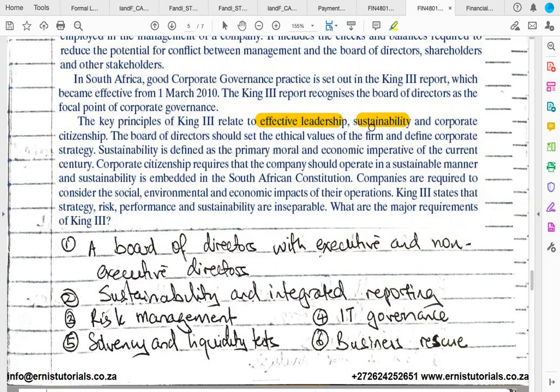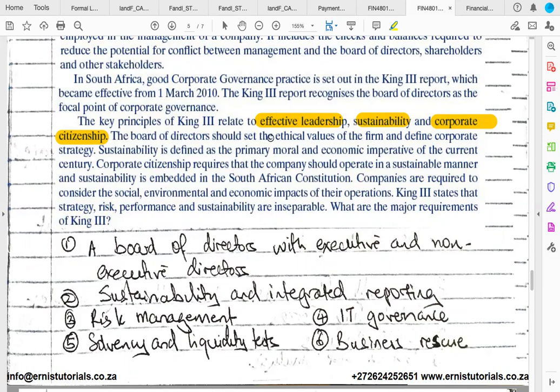If they are building factories in a certain area, are their operations sustainable for that area? Are they thinking about the future with regards to the resources they're using? It ties into climate change and global warming and all these other factors. Corporate citizenship ties into ethical practices, good social responsibility, and good governance, and so forth.